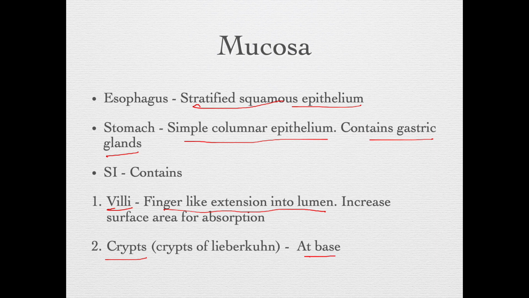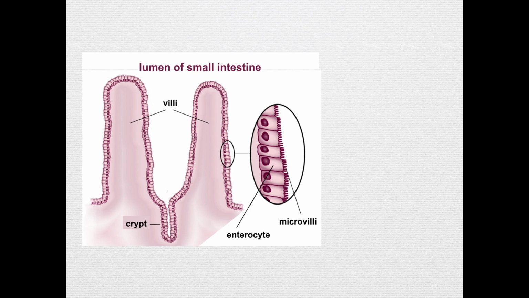So the villi, which is a finger-like projection, helps increase the surface area for absorption. And here is a picture of the small intestinal mucosa to demonstrate the villi and the crypts. The villi also contain small microvilli, which help further increase the surface area for absorption.